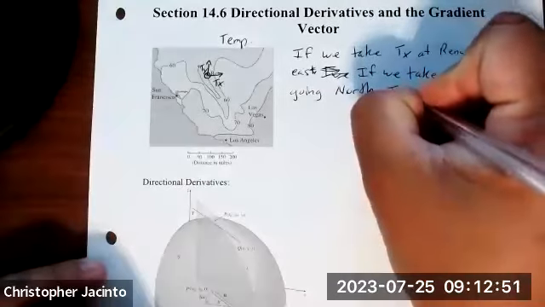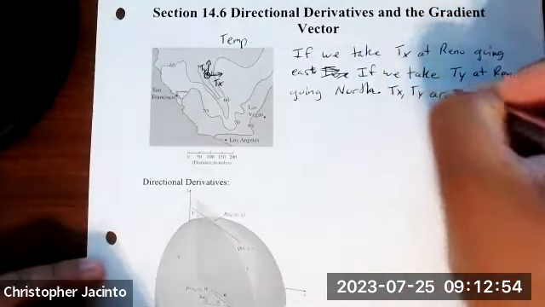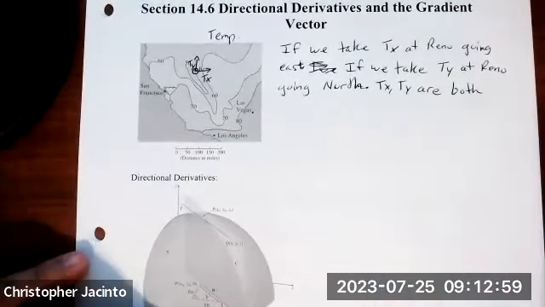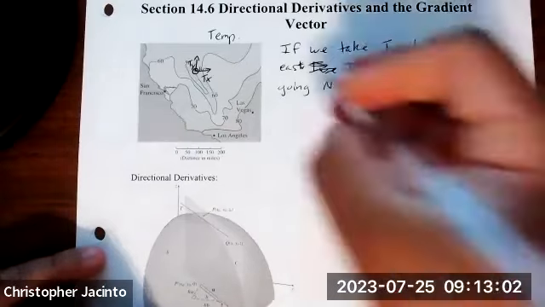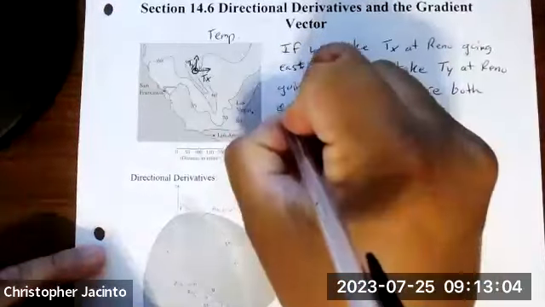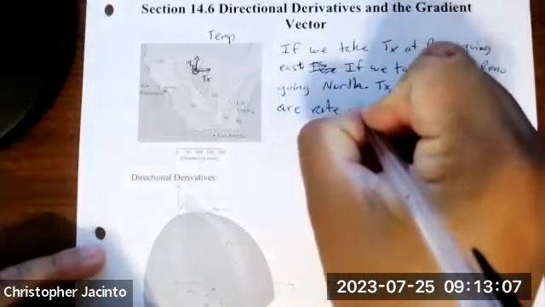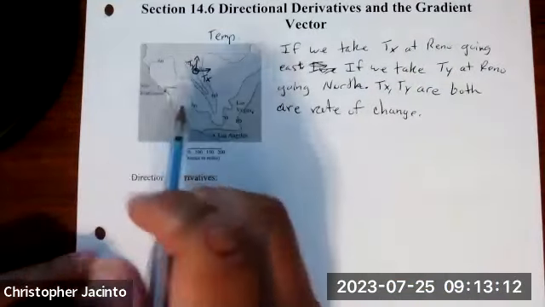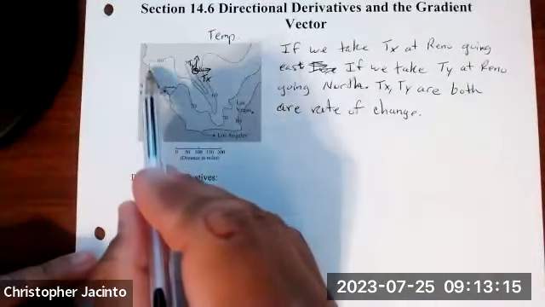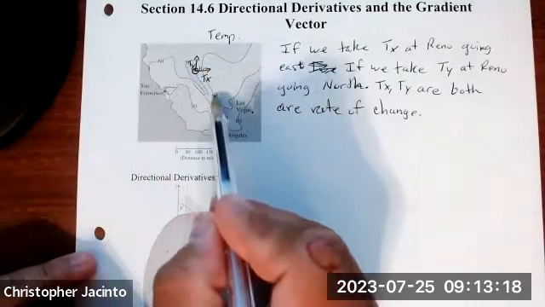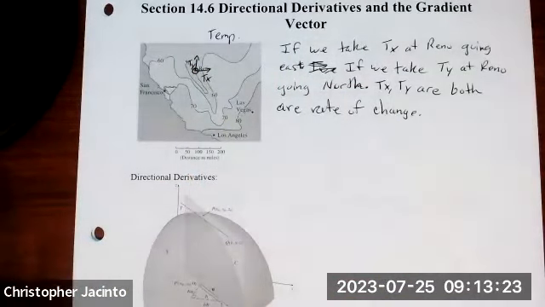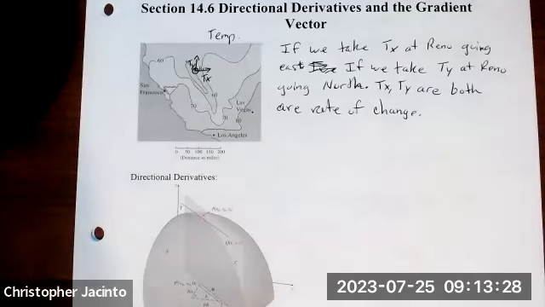Now remember, Tx and Ty are both tangent vectors, right? So they're the rate of change. And we talked about level curves last time. So notice this whole level curve here is 60. So the temperature is changing depending on where we go, right? Which makes sense, we go cooler or hotter. We live in California, so it could go any way.